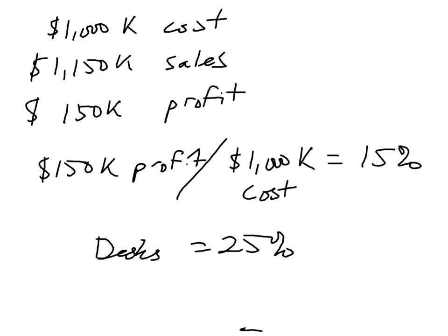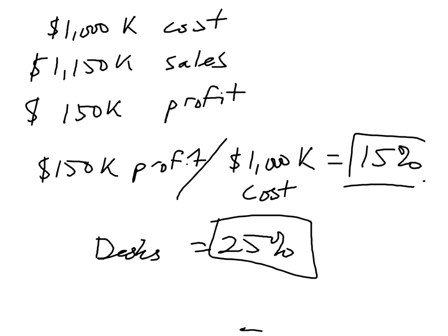And then for A2, it says which of the two products should be dropped. Well, for chairs it's 15%, and for desks it's 25%. The CFO wants to drop anything under 20%, so they're going to have to drop the chairs. All right, so that's your answer to A2.